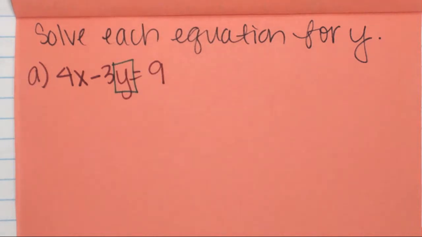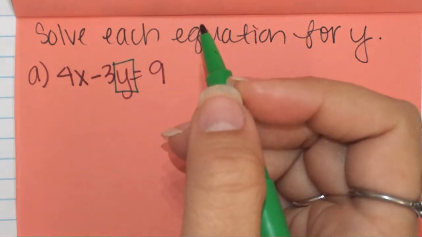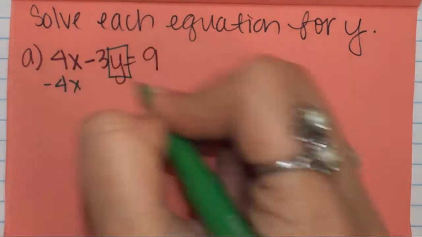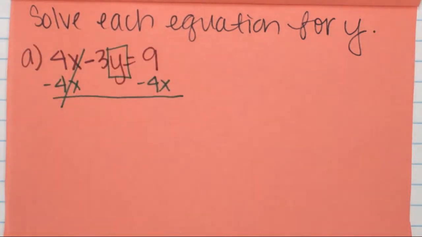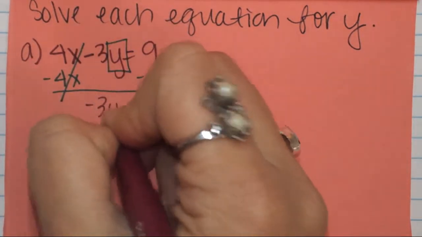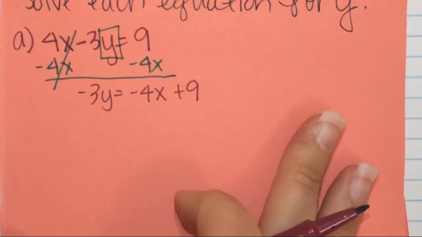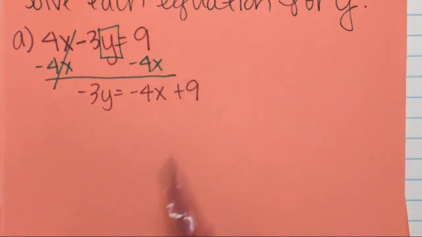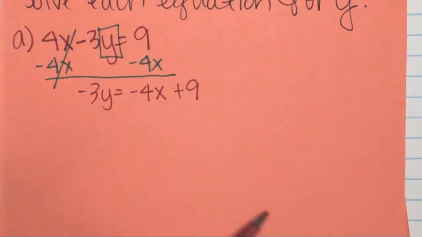All right, so we're trying to get y by itself, so we would subtract 4x from both sides. And we get negative 3y equals negative 4x plus 9. Now, it's fine if you write it as 9 minus 4x, but we're trying to put it in slope-intercept form, and slope-intercept form is mx plus b, so your x needs to come first. So what would we do from here?